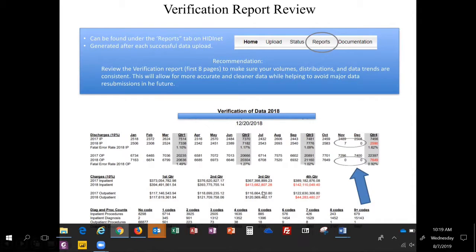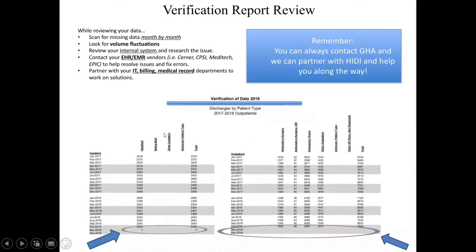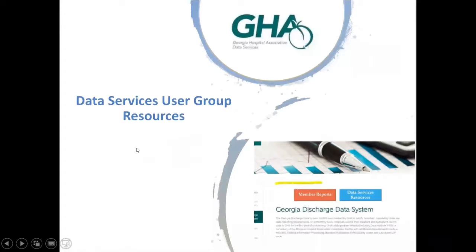It also gives you your charges. Charges are not included in our strategic planning tool, but here is where you can see your total of charges for inpatient and outpatient and see the validity and consistency of those. And on the following pages of the verification report, it groups, and we've merged a couple of these together to just save screen space.